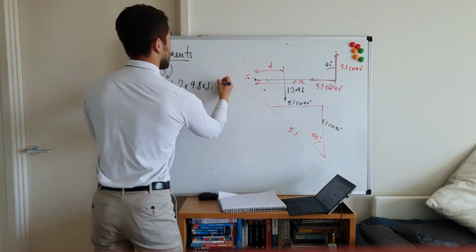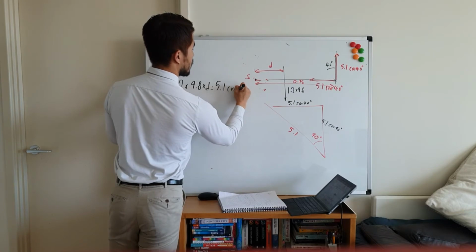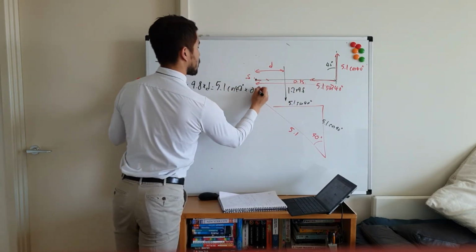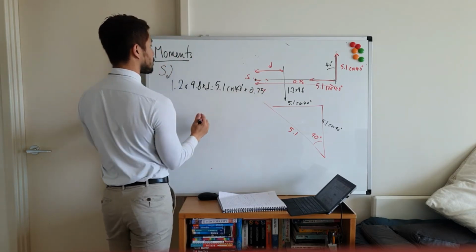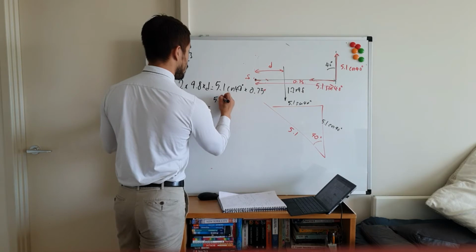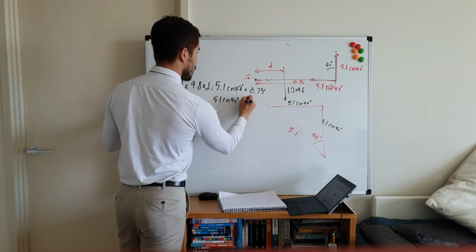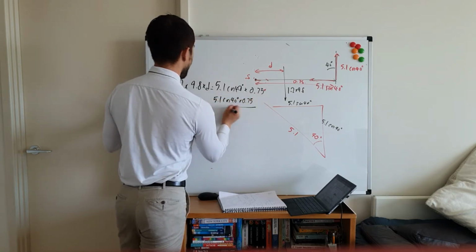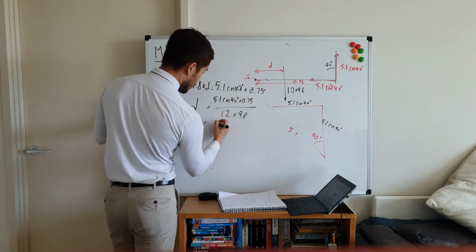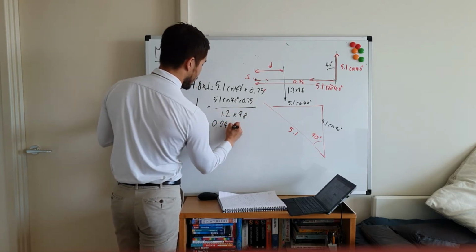And here, 5.1 cos 40, that's the force. Distance will be 0.75. And in this situation, D is 5.1 cos 40 times 0.75 over 1.2 times 9.8. So D is going to be 0.249.